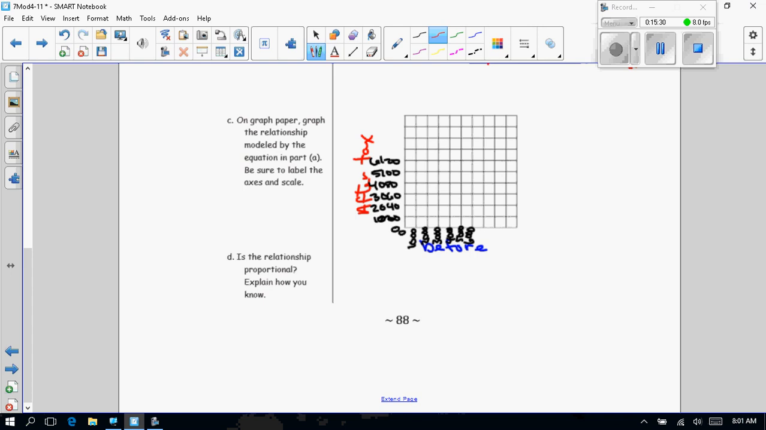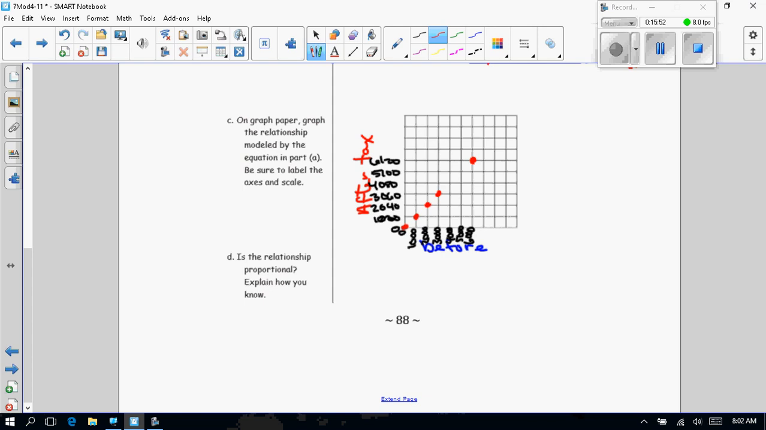And now I'm going to place my data. So 0 was 0, 1,000 was 1,020, 2,000 was 2,040, 3,000 was 3,060, and 6,000 was 6,120. Okay, I know those for sure. I'm not going to connect them. Don't know if I can. We'll discuss that later. Is this proportional?